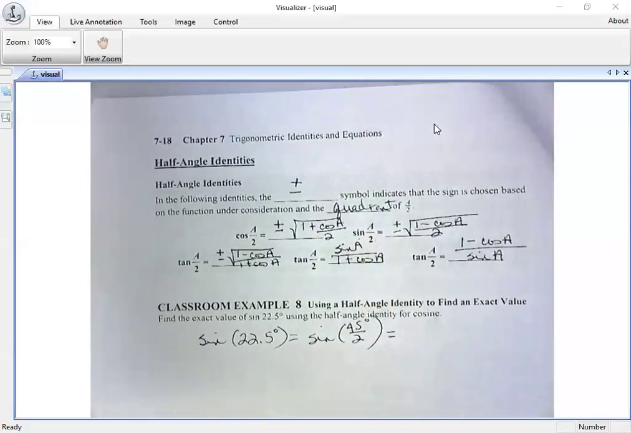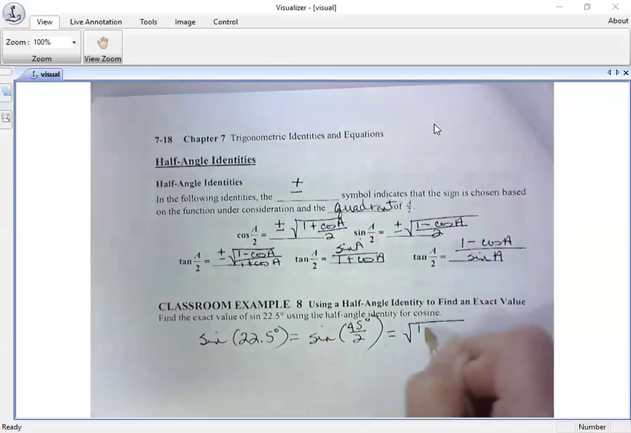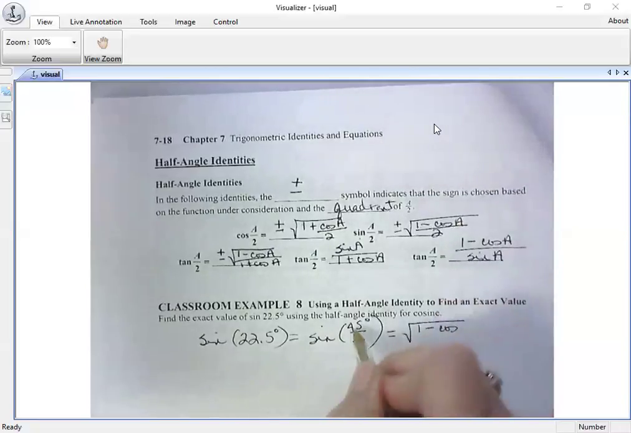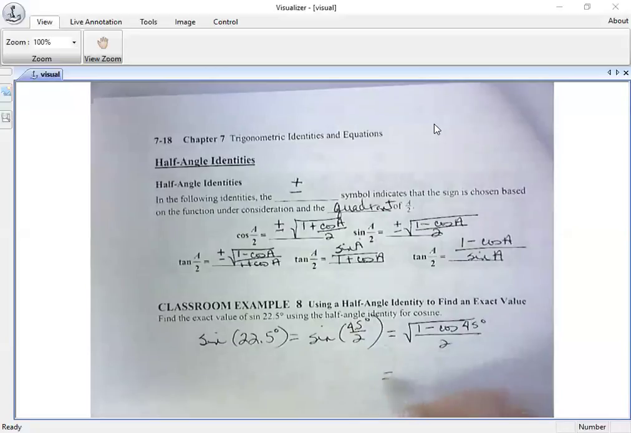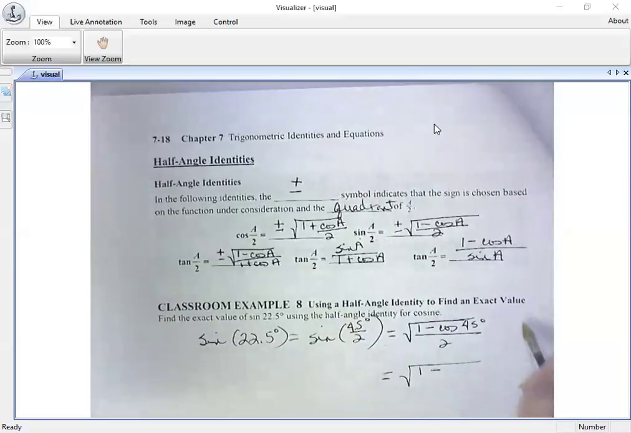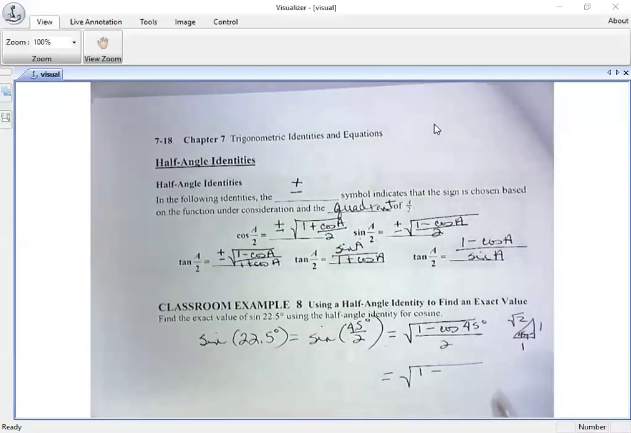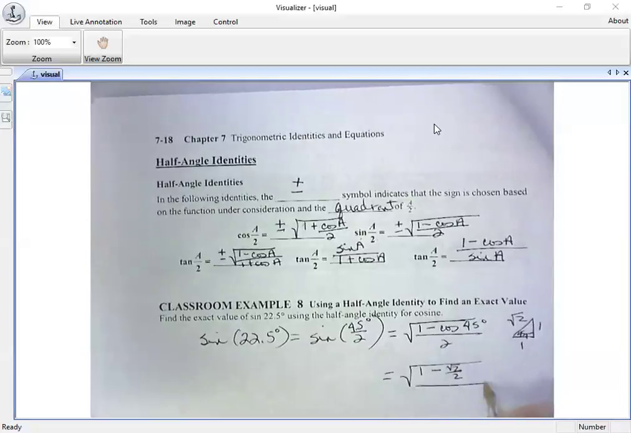So do I need the positive or the negative? Positive. And that will be the square root of 1 minus, I'll do the cosine of which angle? 45. Good. My A is whatever this is. So cosine of 45, and that thing's going to be divided by 2. Now, how much is the cosine of 45? So 45 has 1 square root of 2. All right, so it's going to be the square root of 2 over 2. And this whole thing is being divided by 2.